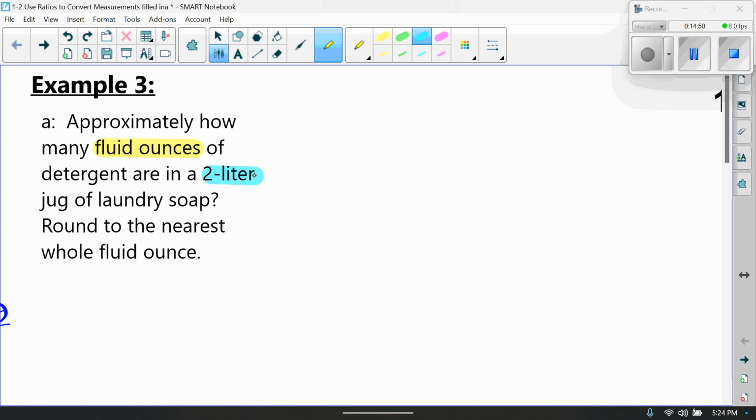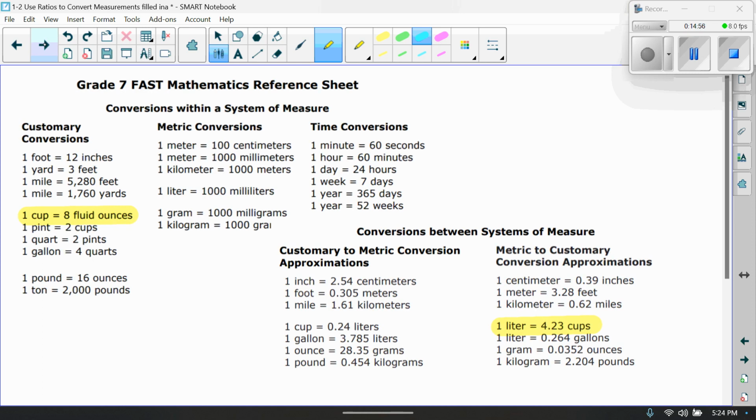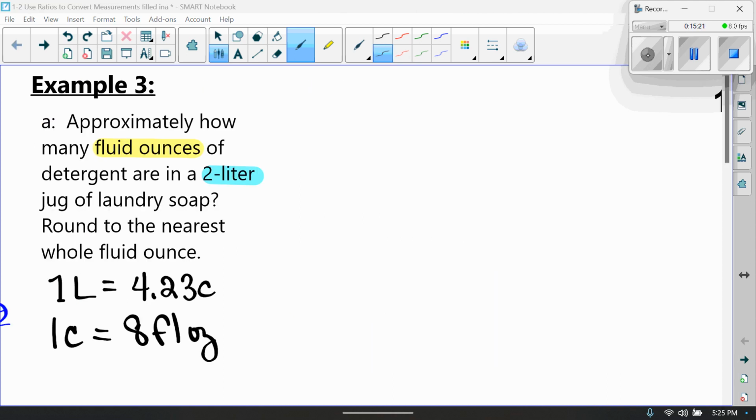Now, let's look at our conversion chart. Here's our conversion chart, and we don't have a conversion that goes directly from liters to fluid ounces. So we're going to have to do this one first, 1 liter to cups, and then we can go from cups to fluid ounces. Let's write those conversions. All right, so here are our conversions. Now, the first thing we're going to do is go from liters to cups, so we're going to use this conversion first.